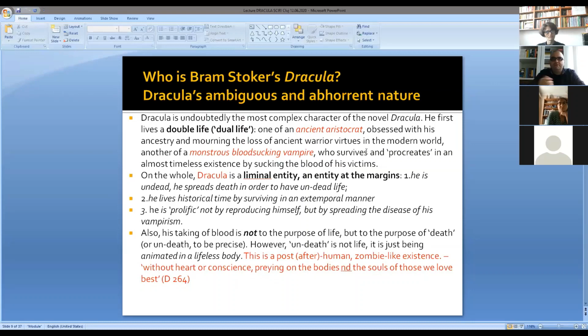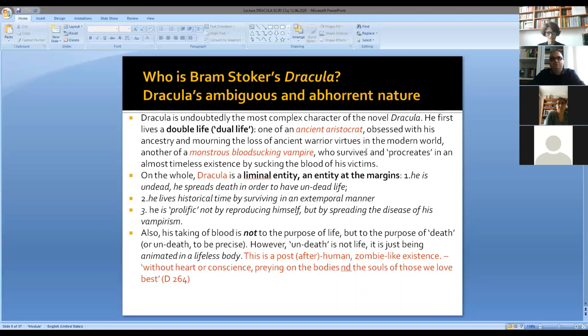The abhorrency of Dracula, you know it already, but I will describe more the ambiguous nature of the character Dracula. Dracula is undoubtedly the most complex character of the novel. He first lives a double life, or a dual life, as the novel describes.